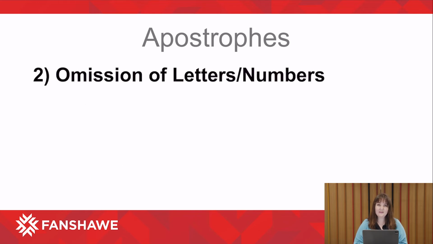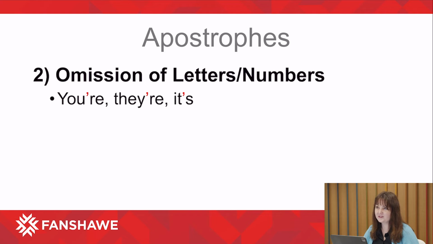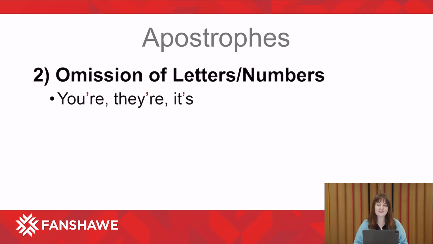The second way that you use apostrophes is to show omission of letters and numbers. So for example, in contractions, which you're probably really familiar with, so you're, they're, it's, in these cases, you are omitting certain letters and you're using the apostrophe to indicate this omission.